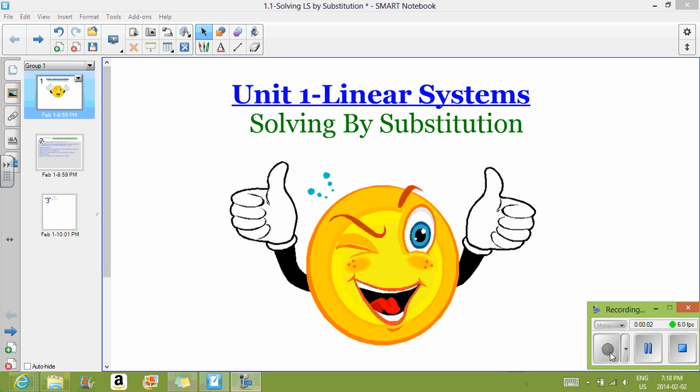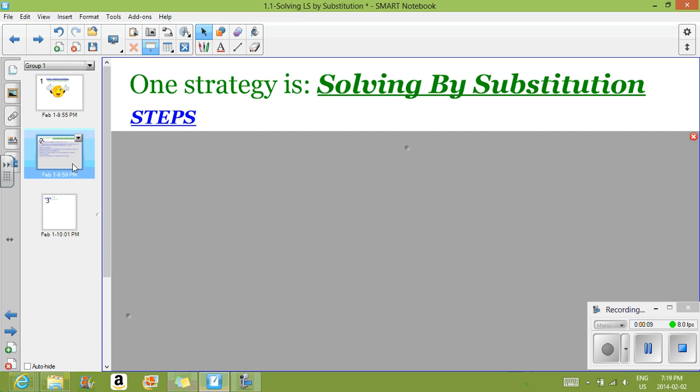Welcome back, mathletes. Now we are going to be solving by a method called substitution, which I'm sure you've heard that word in math before. And here are some steps for solving by substitution. Again, you can put this on your summary sheet.